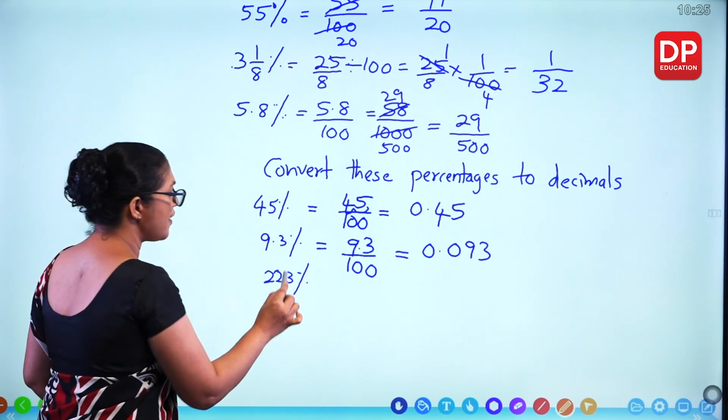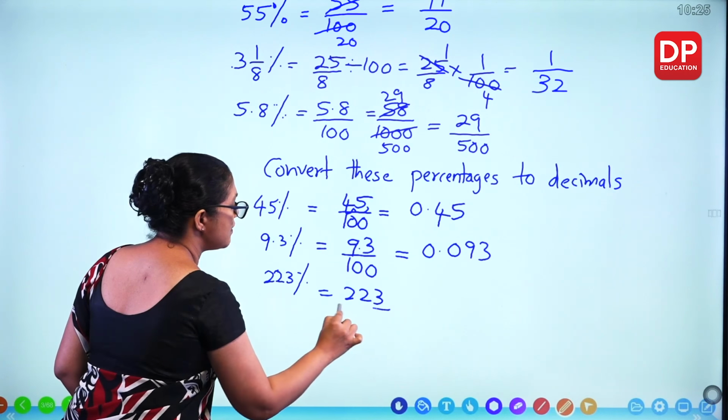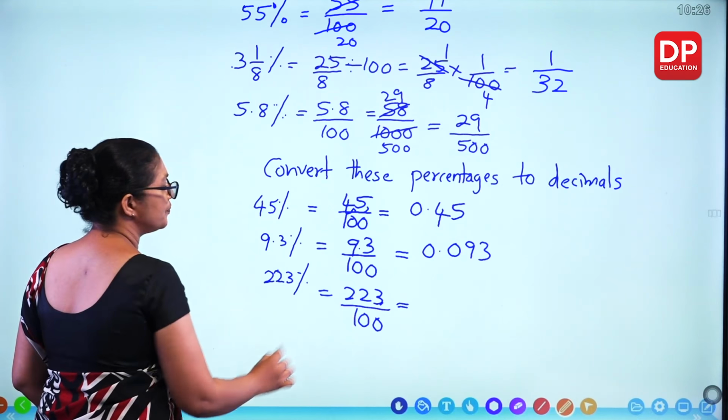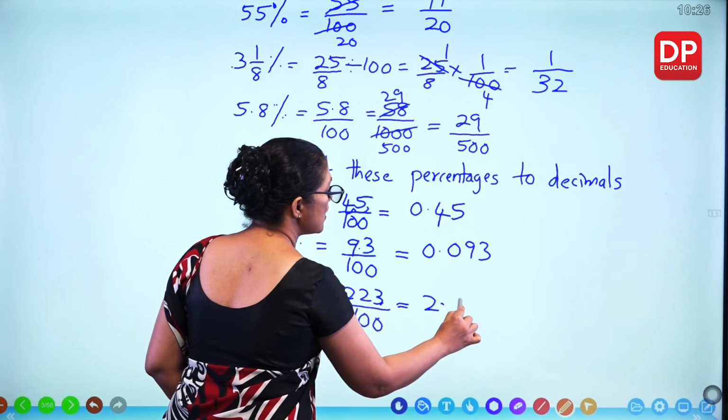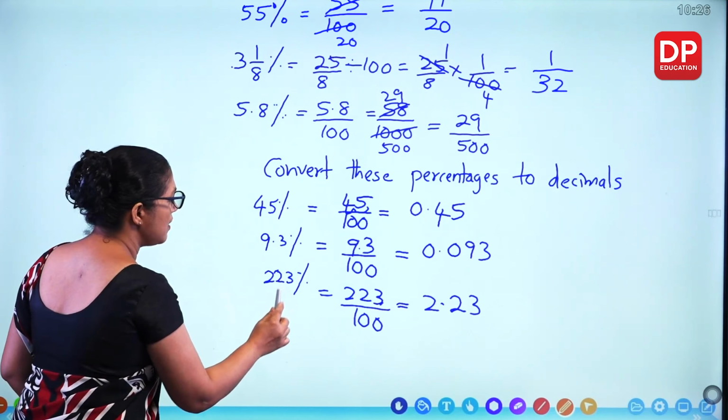Then this one, 223%. 223 divide by 100. 1, 2. 2.23 is the decimal value.